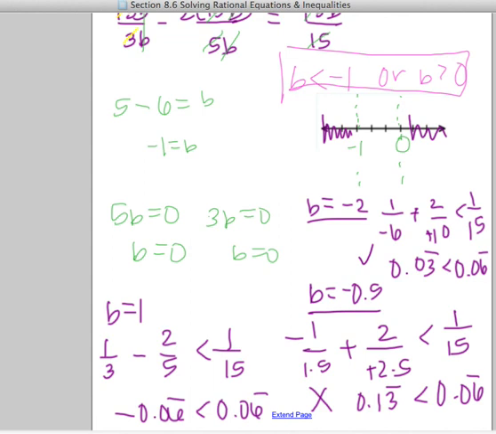That is the end of section 8.6 notes. We're going to go ahead and stop the video there.